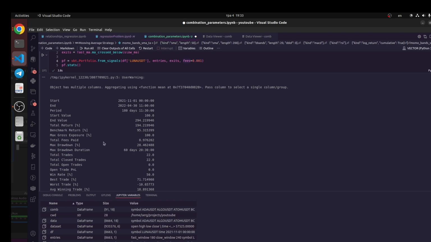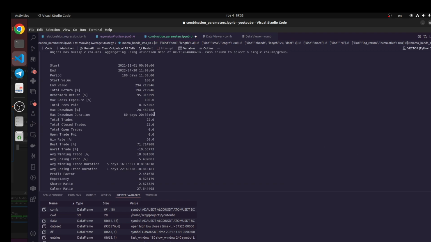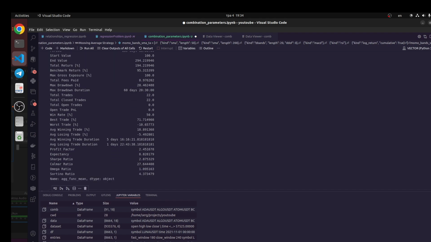Okay, we have fewer drawdowns compared to the RCI strategy, and we have more returns. We beat the market by twice as much. It's very nice. And we have only how many trades? Only 22 trades, and the best trade gave us more than 70%. Okay, it's very nice. And what is the profit factor? Profit factor is more than 2. It's very nice for us.